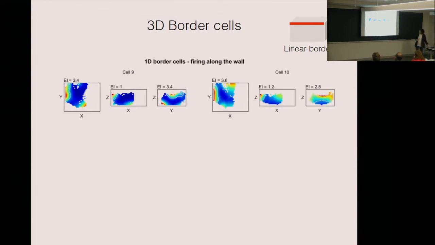All right, so here is another example for this. These are border cells that we see firing along the wall. These are the firing patterns when the bats are flying.